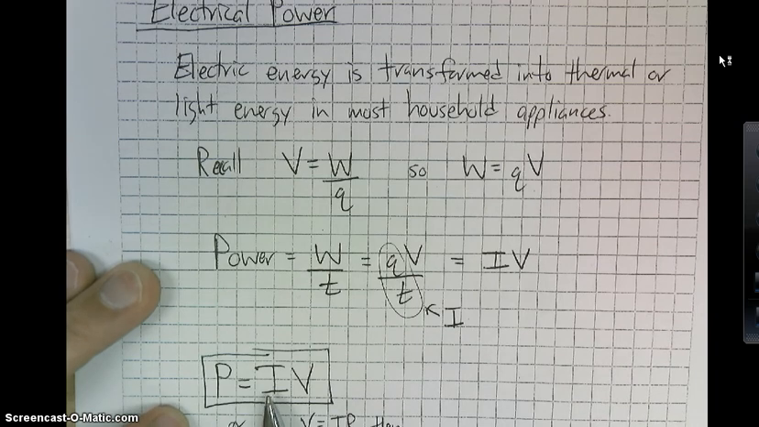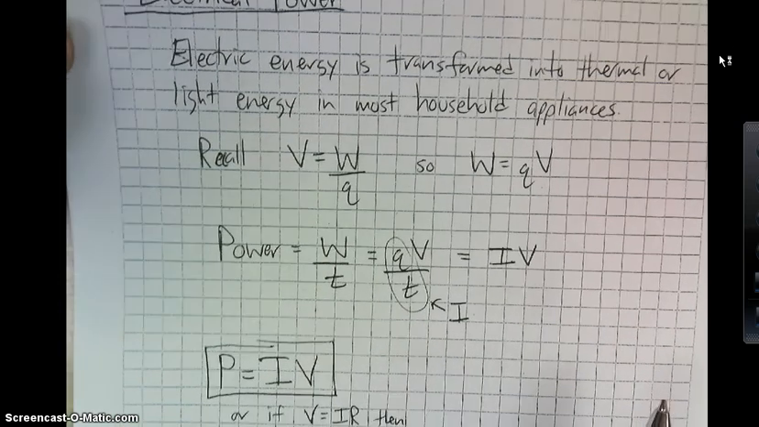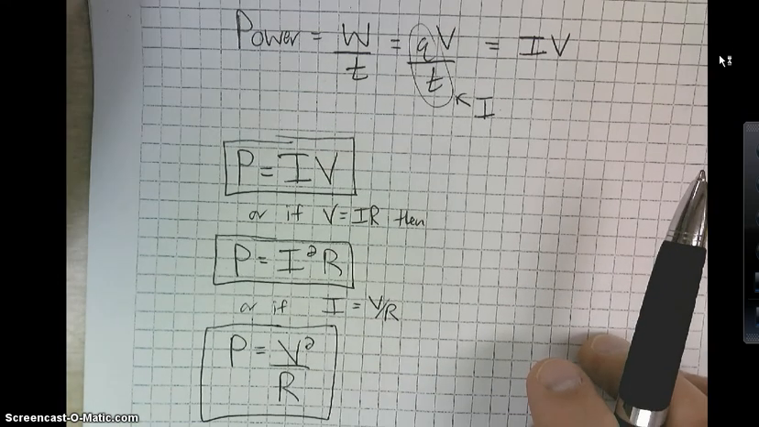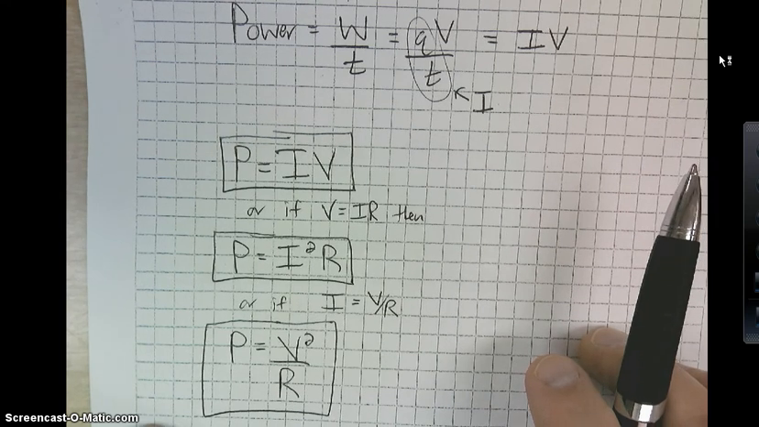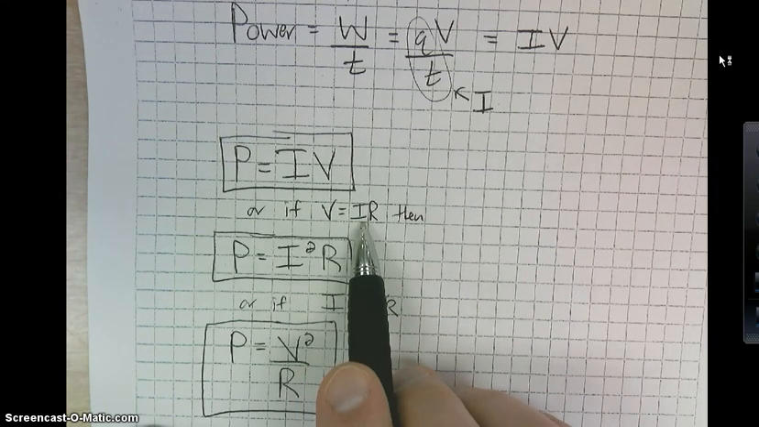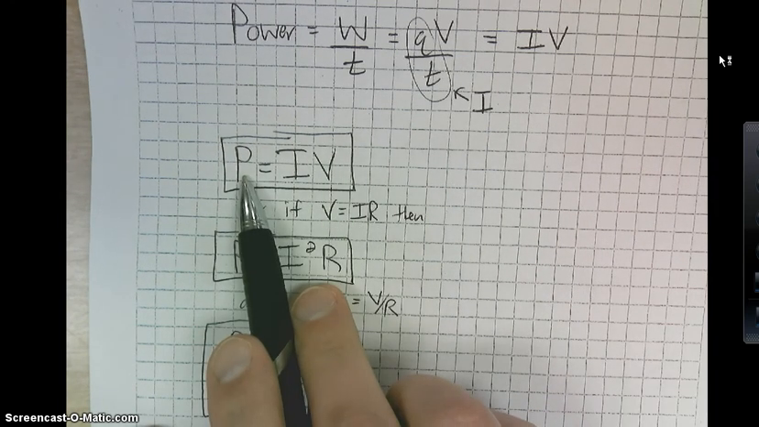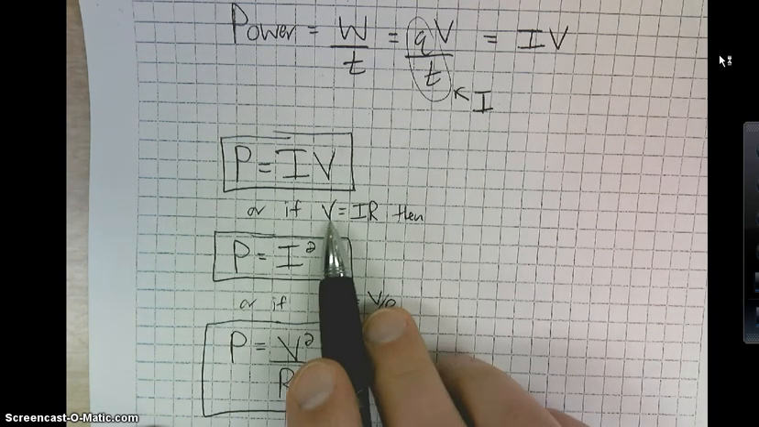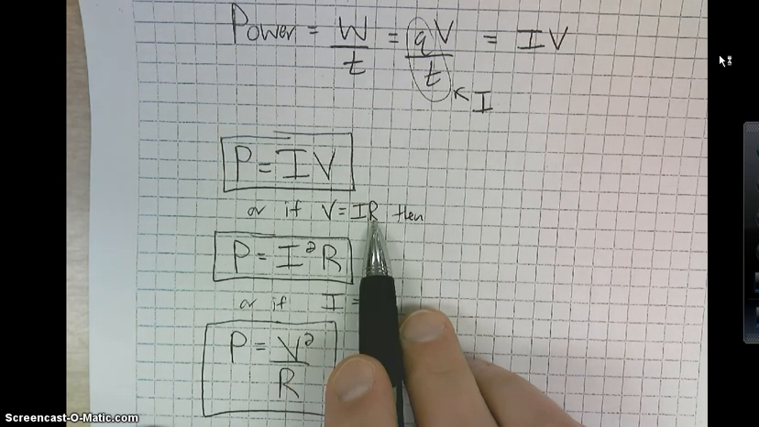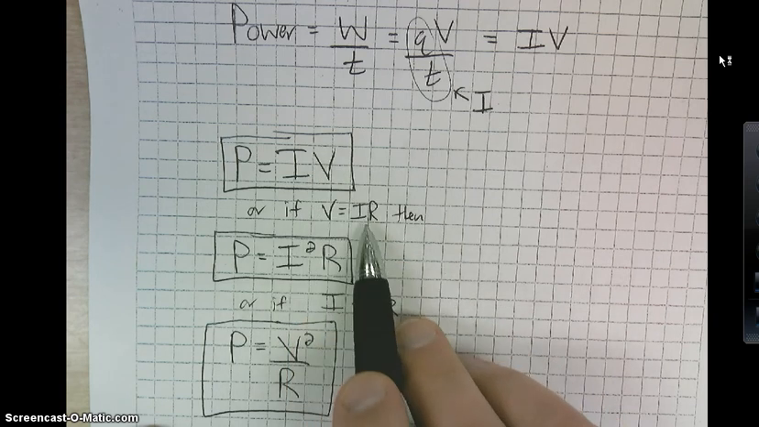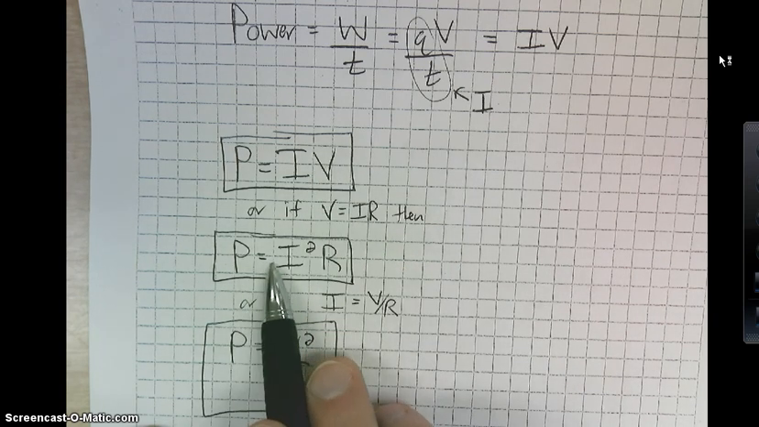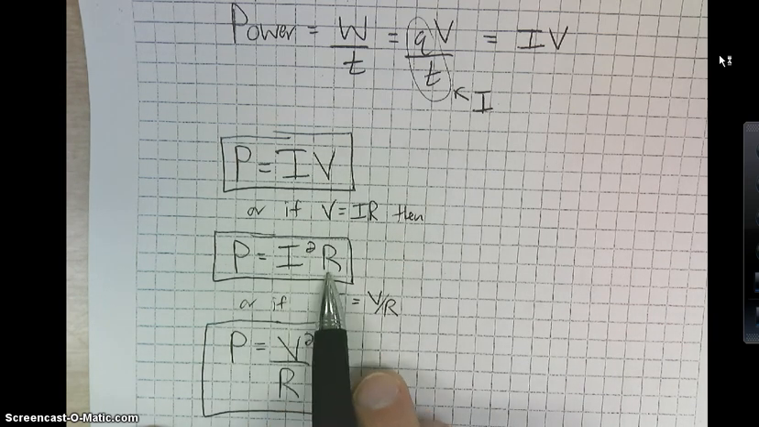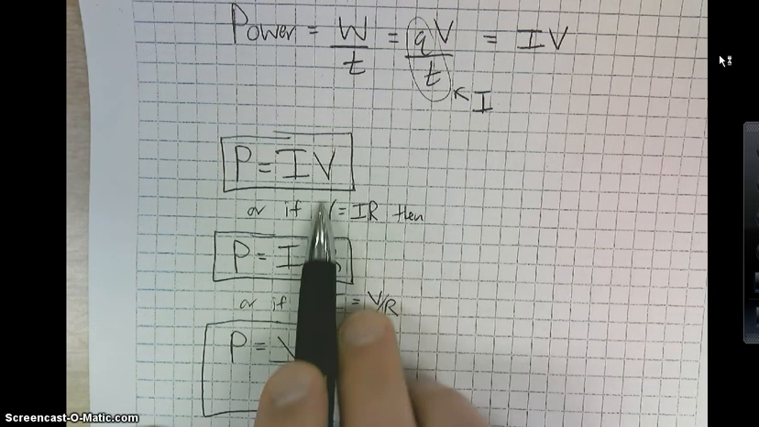Now, the power equation does have multiple forms, and they're all just substitutions of Ohm's law, V equals IR. So in this particular equation, P equals IV or VI doesn't make any difference. If I go ahead and substitute for V, IR, so instead of V, I plug in IR, I get power is equal to the current squared times the resistance.